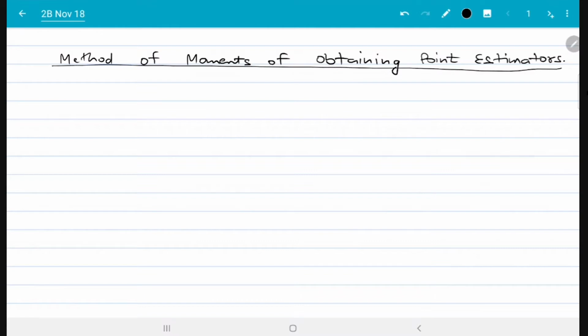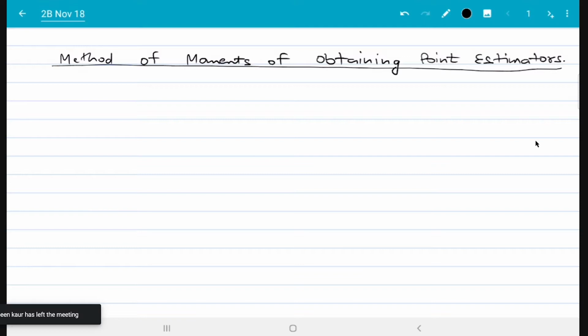Okay, let me again remind you what we're doing. We're doing point estimation. The first section was devoted to understanding what an estimator is, what the role or use of an estimator is. Then we looked at what properties of estimators we should be looking for if we have more than one estimator.